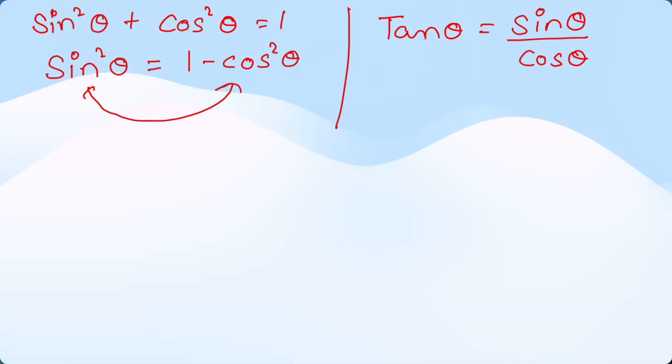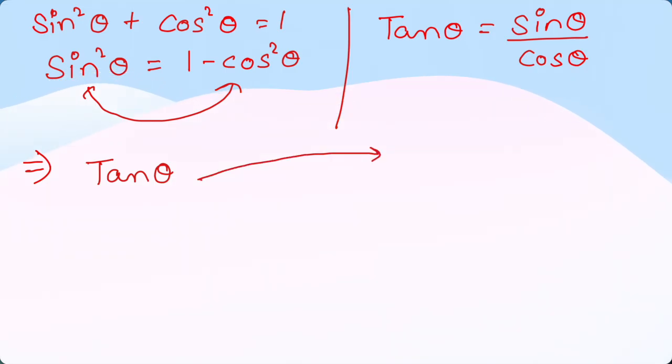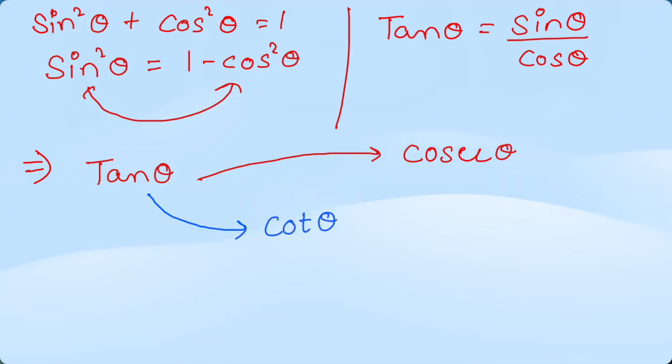Now, suppose my question is that you have to convert tan theta to cosec theta. I wish to convert this. Now, how to move from tan to cosec? Basically, I don't have a direct relation between tan and cosec. But I know one thing: tan can be converted to cot theta. How can I convert tan to cot theta? By the reciprocal identity, right? And cot can be converted into cosec theta.